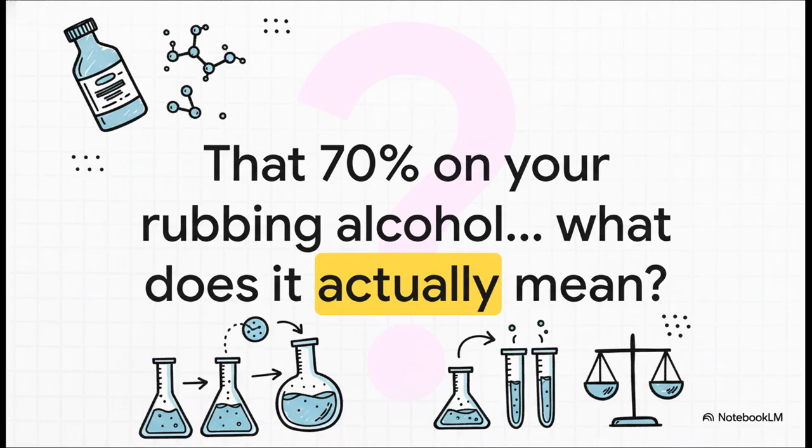Okay, think about that bottle of rubbing alcohol you probably have somewhere at home. It almost certainly says 70% right there on the label. But have you ever stopped to think, 70% of what? Is that by weight, by volume? It seems like a simple question, right? But the answer opens up this whole hidden world of chemistry that we see and use all the time.